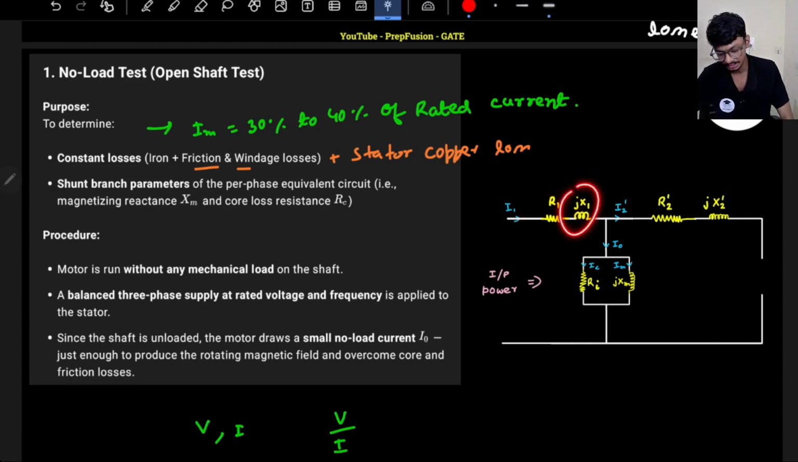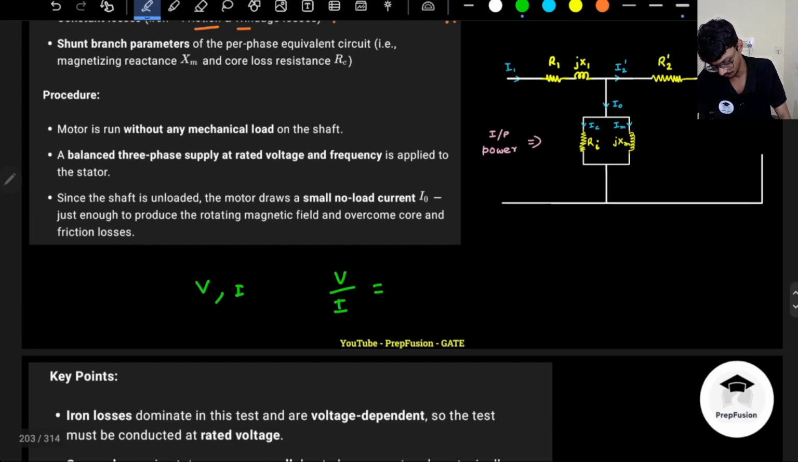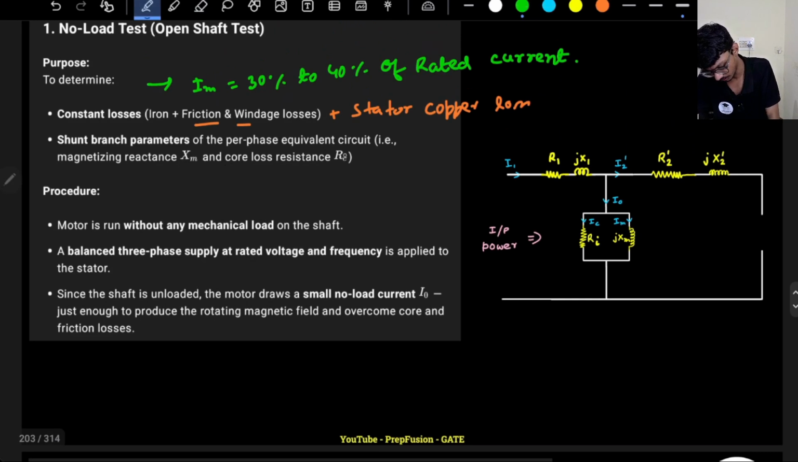So basically what I can say is V by I will be a combination of, okay, where is the other side? I will discuss that in the next slide. I will discuss how I will measure the shunt parameters in the next slide. Don't worry, I will come to this.